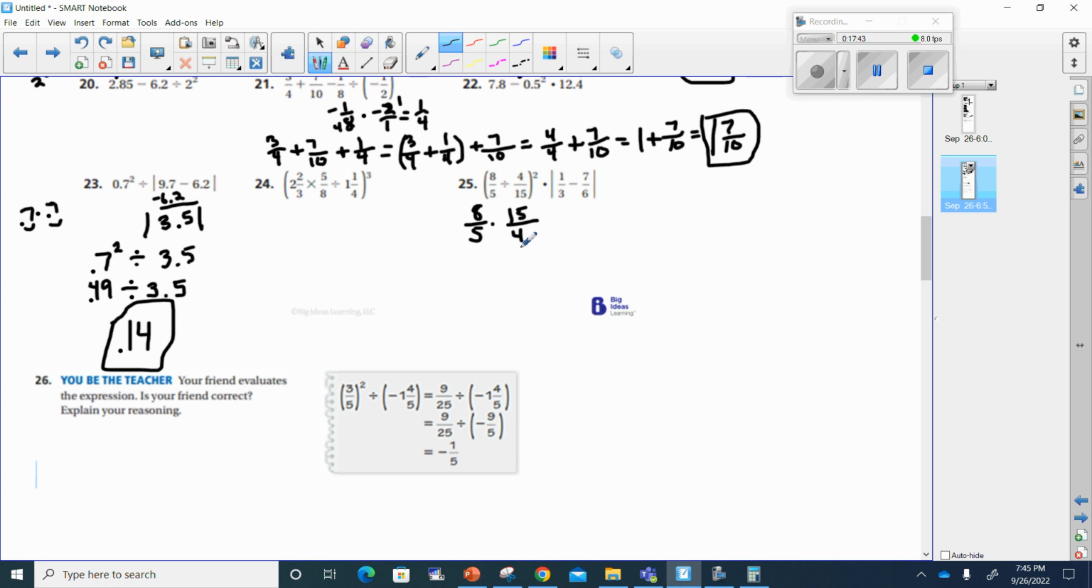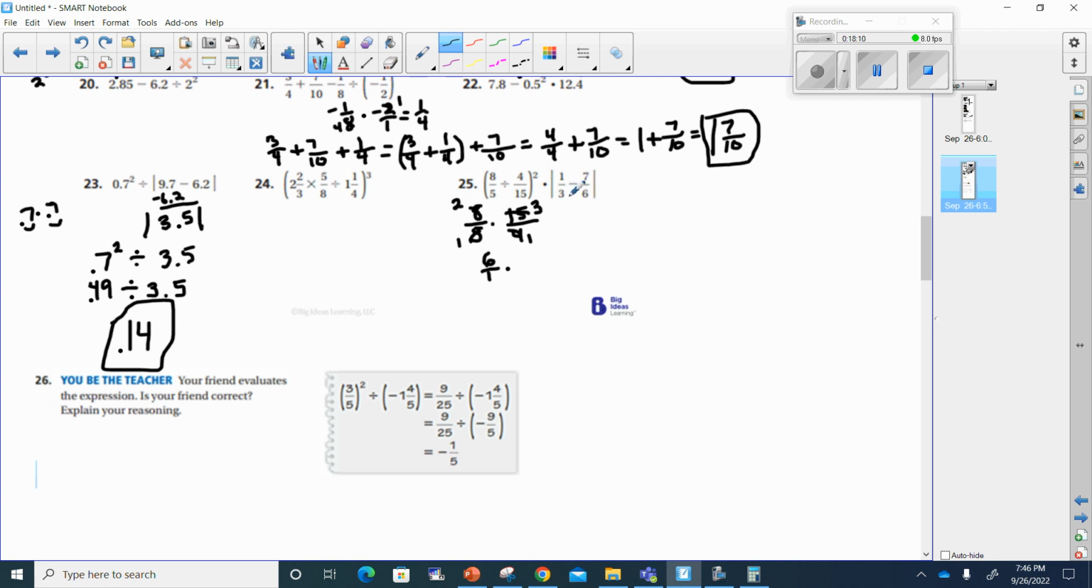Remember, we do keep, change, flip, right? Now I can, 8 and 4 are divisible by 4. 4 divided by 4 is 1. 8 divided by 4 is 2. 5 and 15 are divisible by 5. 5 divided by 5 is 1. 15 divided by 5 is 3. 2 times 3 equals 6. Now I have 6 over 1, that equals 6. That's going to get multiplied to whatever the absolute value in here is.